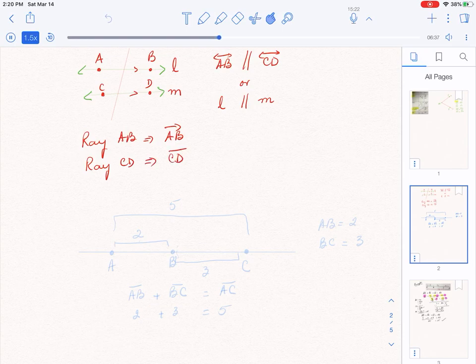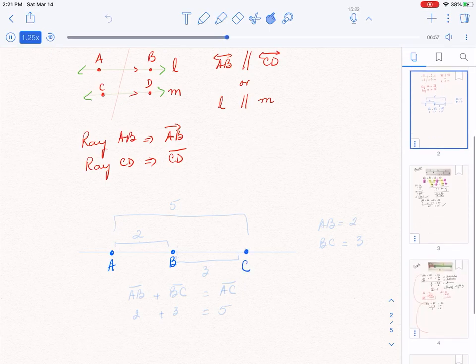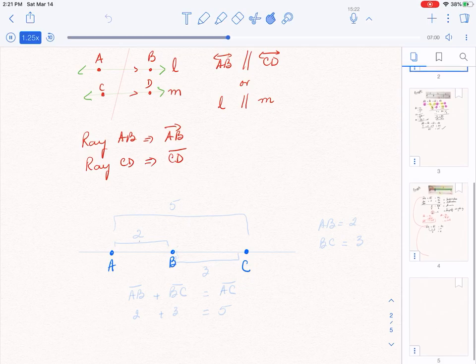Okay, let's take another example. Let's say I have a line or a segment. Let's say it's going to be a segment, segment AB or segment BC. I'm going to say segment AB measures 2. Segment BC is 3. So segment AB is 2, segment BC is 3, meaning these two segments will add together to make 5.